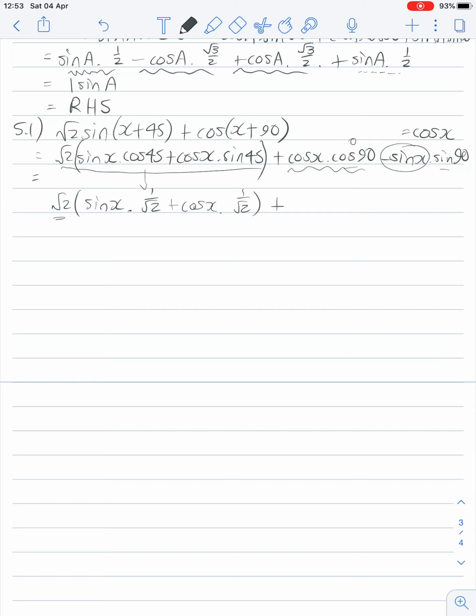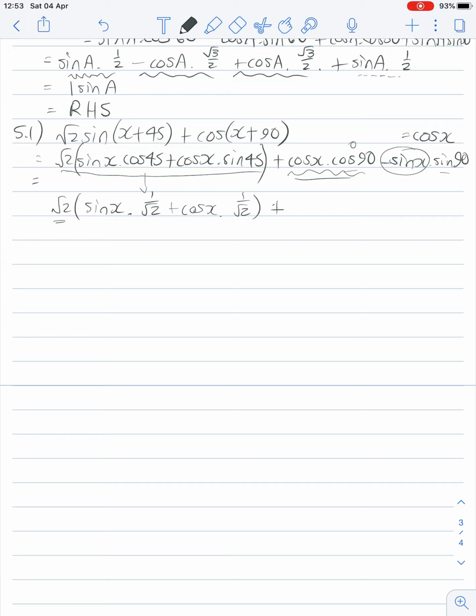Plus, as I said just now, that became 0 over there, and all that was left is a minus sine x. Now when I times my root 2 in, all that's going to be left is a sine x, because the roots have cancelled each other out. And when I times it in over there, I'm going to have a cos x, because the roots have cancelled out again, and I've got the minus sine x at the end. Then sine x and minus sine x are gone, and I've got cos x, which, look at that, is equal to the right-hand side. Lekker. I'm going to stop this video.